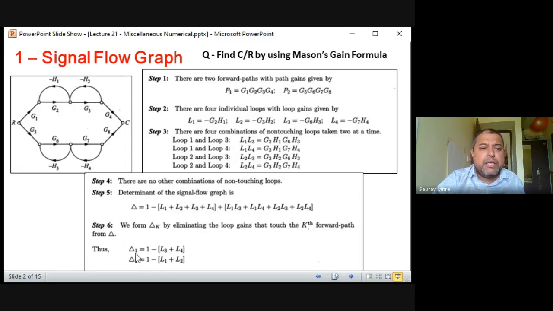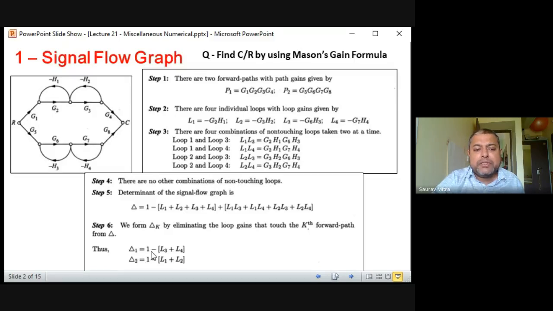How to find delta 1? So you are finding that P1 is touching L1 and L2. So in delta you substitute L1 and L2 equal to 0. So you'll be finding only 1 minus L3 plus L4 term will remain. Okay, here also L1 is there, here also L2 is there. So this part will become 0. And initially the L1 and L2 terms are 0. So only 1 minus L3 plus L4 will remain. So this part delta 1 will get multiplied with P1. Okay, so what will be the term? So L3 is nothing but G6 H3 negative, and L4 is nothing but G7 H4 negative.